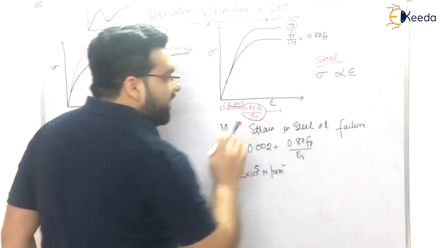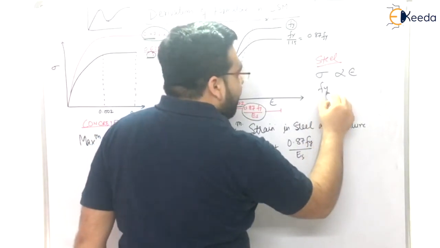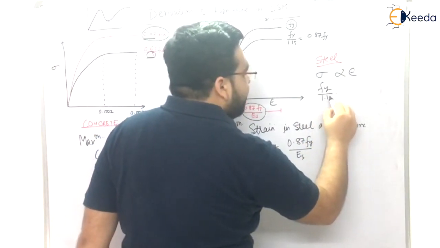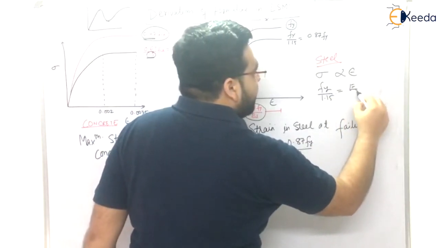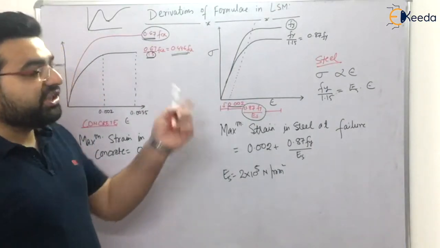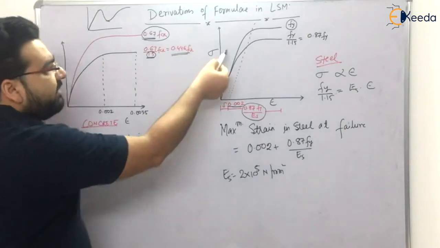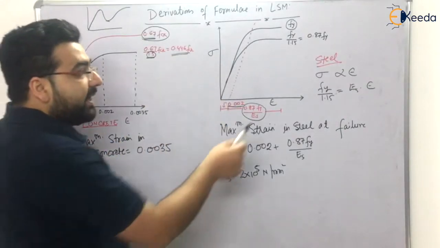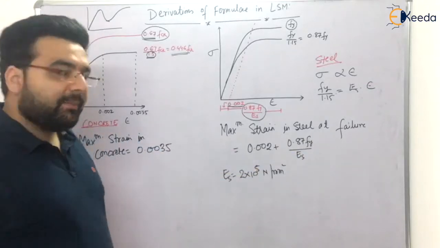But in case of steel, the stress is taken as Fy divided by the partial factor of safety 1.15. It should be equal to Young's modulus of elasticity of steel into strain of steel. Clear? Now, I am taking the yielding stress, not some elastic stress, because at yielding there will be a permanent deformation in steel, right?